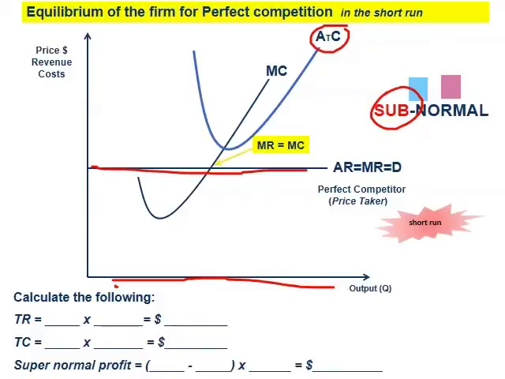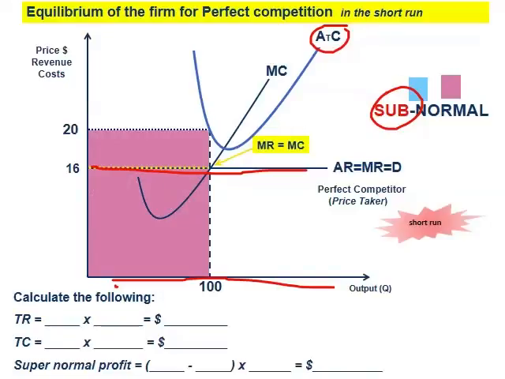MR equals MC is there at that point. So draw a quantity line straight up until you reach the average total cost curve. Why? Because you will see that average total cost is going to be above the price or average revenue. So that's your average cost. You can see average revenue below.